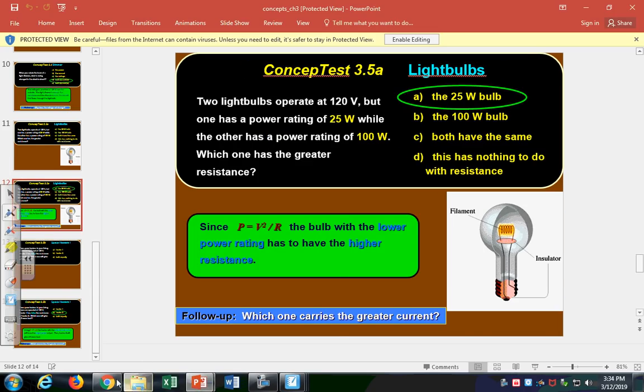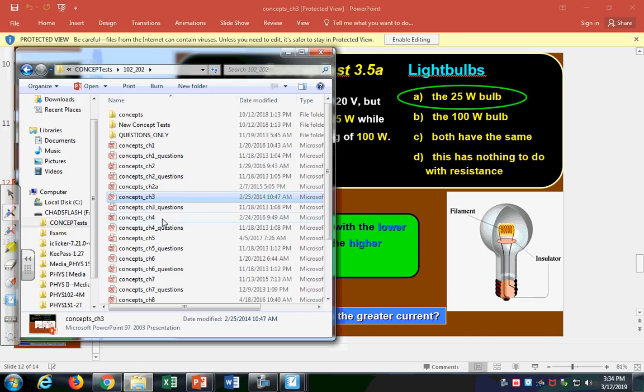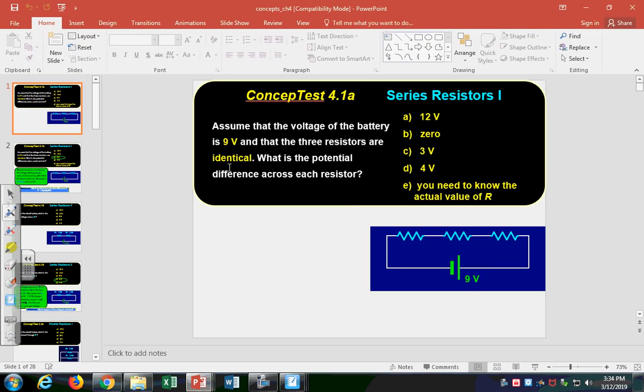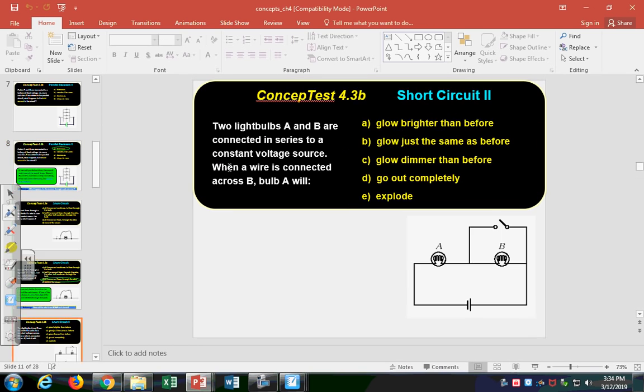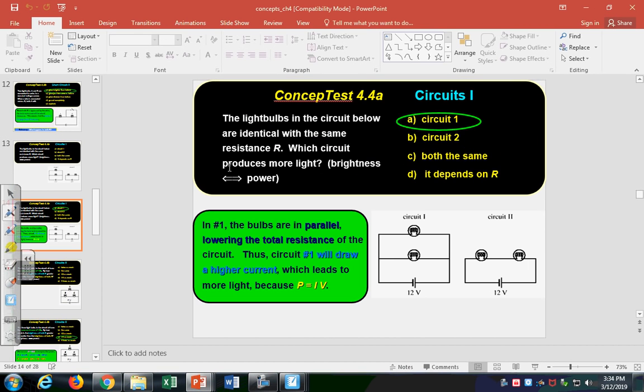All right, must be 4 then. Oh, here we go. Yeah, so here I have two light bulbs. Two of them are in parallel, and then two of them are in series. I want to know which one is brighter. You can look at this in a couple different ways.